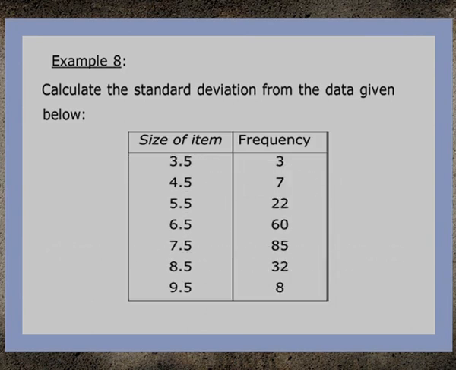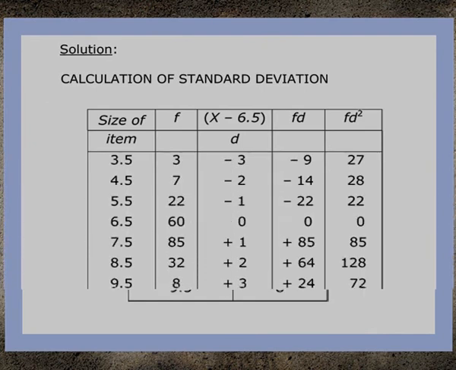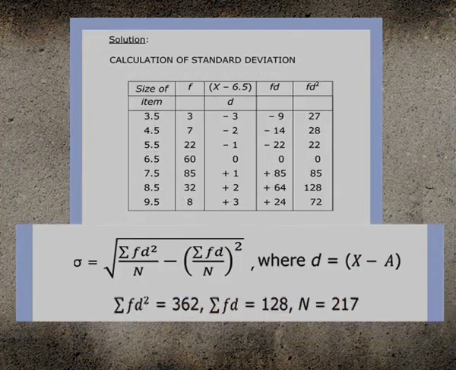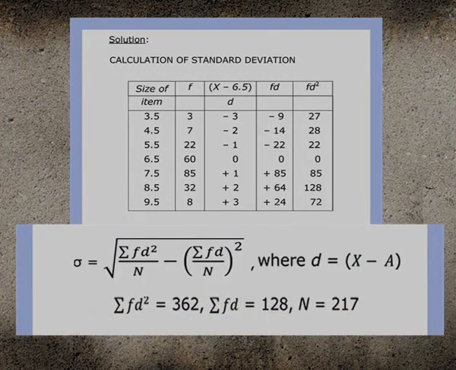So let's see an example. Calculate the standard deviation from the data given below. So we have a table of size of items and frequency. Now in the solution we are doing the calculation of standard deviation. For that we are making a table with columns: size of items, second one frequency, third one x minus 6.5, that is small d, then we have fd column, and then the last column which is fd square. Now from the table we are applying the formula sigma is equal to under root of sigma fd square divided by N minus sigma fd by N whole square, where small d is capital X minus a.